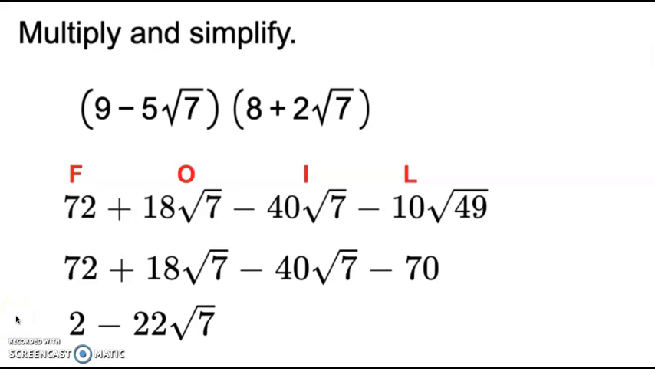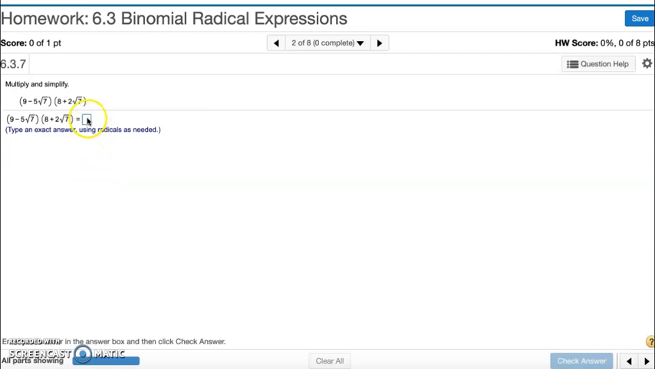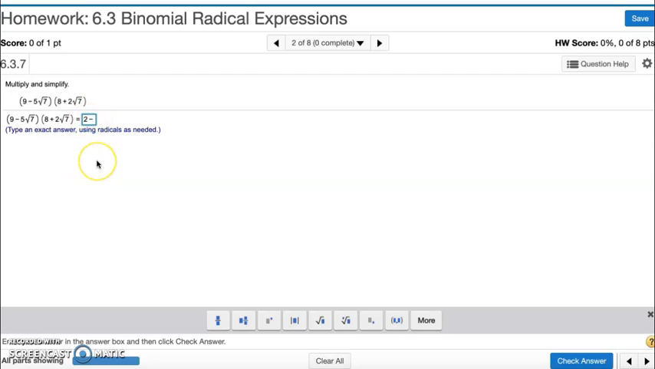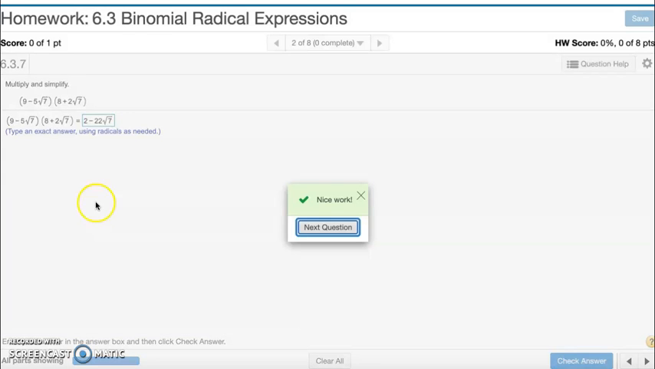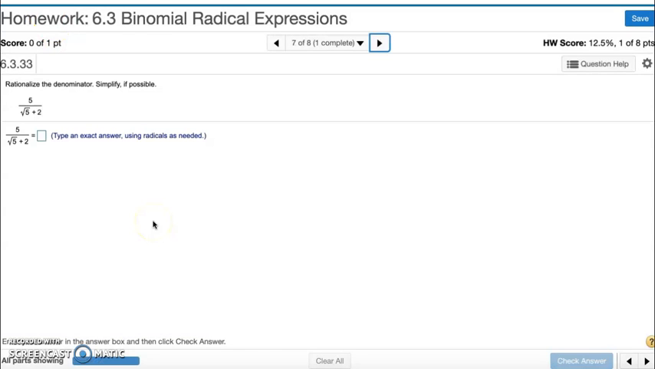And that's going to be the answer, so let's type that in. So 2 minus 22 radical 7. And that's number 2. Going to number 7.